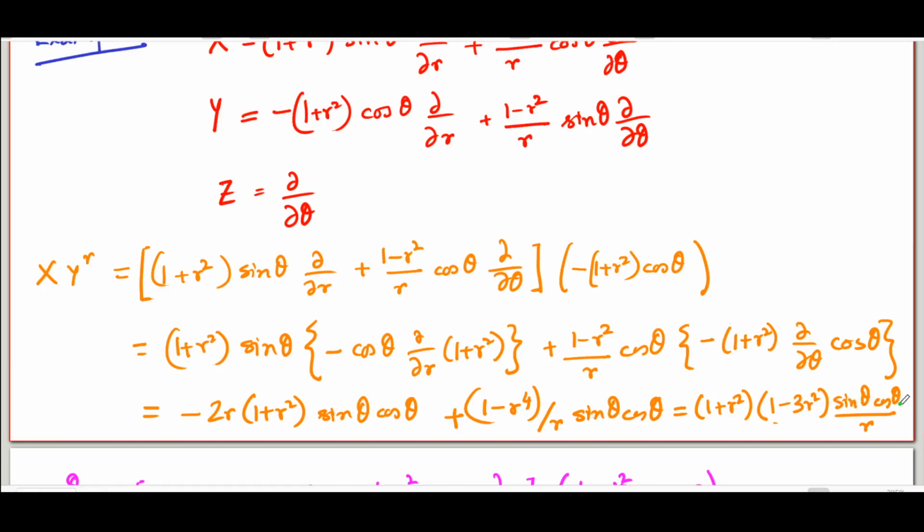So this is basically sine theta cosine theta over r, to which you have to add 1 plus r square into 1 plus r square minus 1 plus r square into 2r, and it's very easy to do the algebra and end up with this expression.